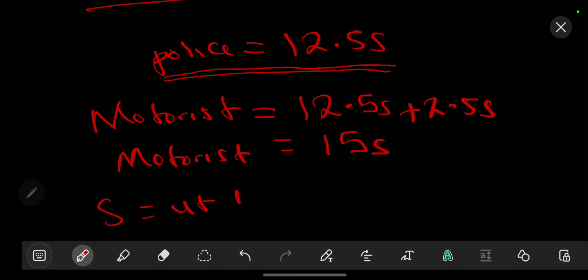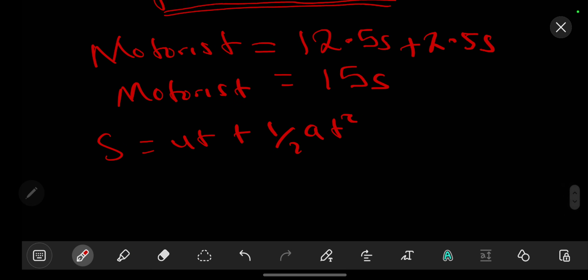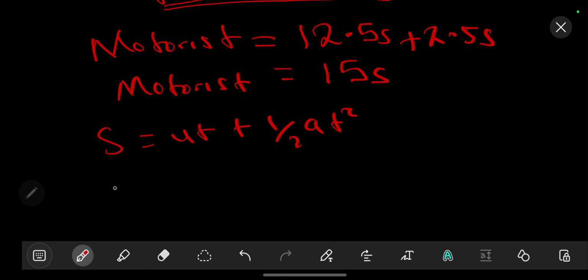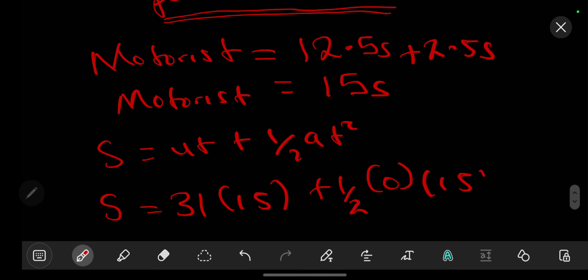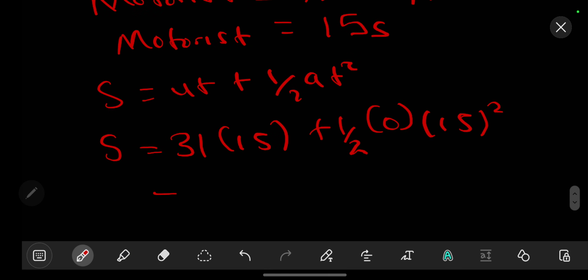So s is equal to ut plus half at squared. For the motorist, s should be equal to the initial velocity, which we were told is 31, times the time taken, 15, plus half. The speed is constant, meaning the acceleration is 0. We have t squared, or we can even put the value, but it doesn't matter because we have a 0 there. So this whole thing is 0, and 0 times this is 0. We have 31 times 15, which gives us a value of 465 meters, our distance.